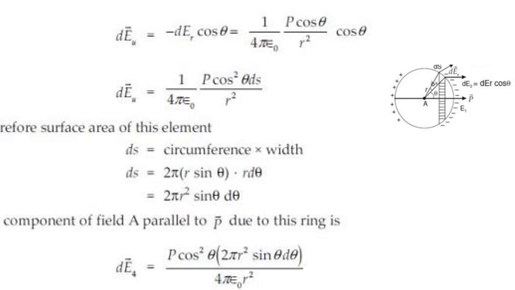Now, this radial dE_r can give you the idea of the internal field, dE_n. And the internal field is equal to dE_r cos theta. So we use this again to calculate a small part of the internal field. Again we have taken cos theta, and this is 1 upon 4 pi epsilon 0 P cos square theta ds upon r square.